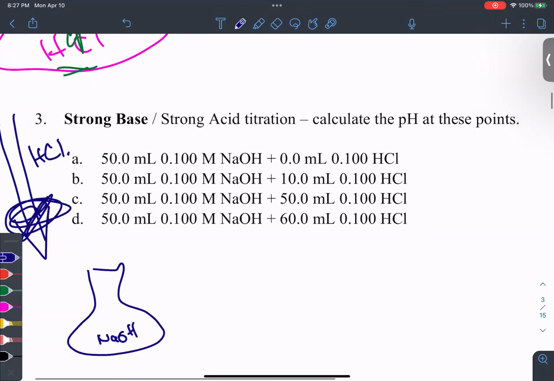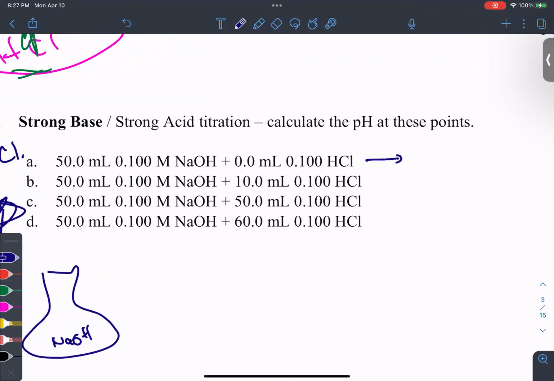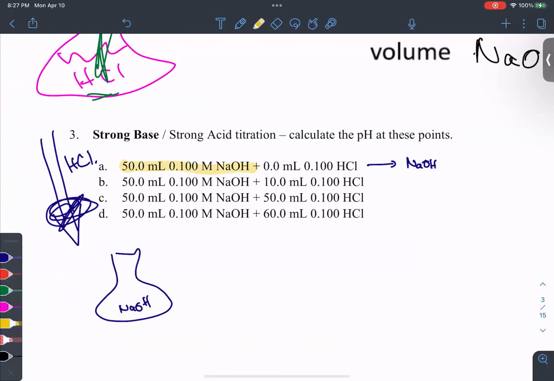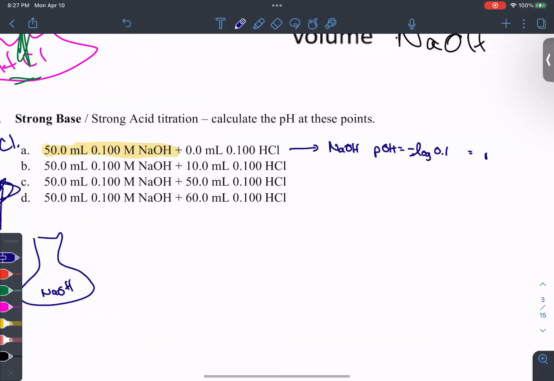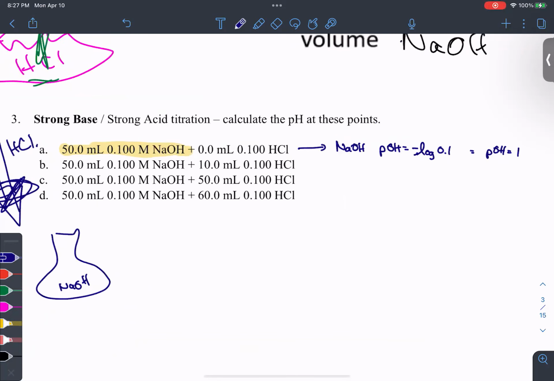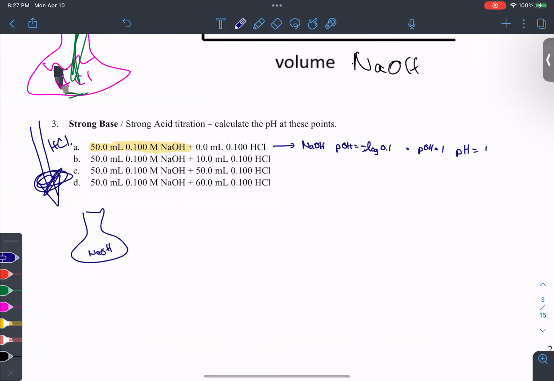So at point A, what's the only thing in your beaker? Just sodium hydroxide. So if you want to calculate the pH, all we care about is that. We would just calculate pOH equals negative log of 0.1 molarity. We would get something like the pOH is equal to 1. So therefore your pH is equal to 13.0. Sodium hydroxide is the only thing there. That's the easy one. You probably won't get that on the exam, but I just want to reference ourselves.